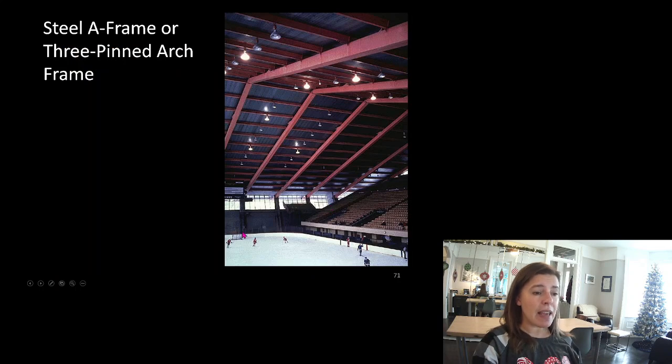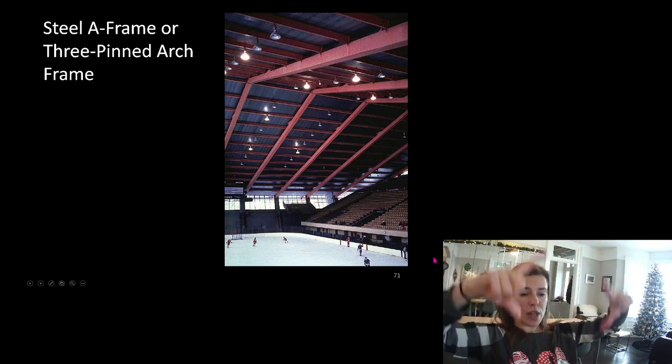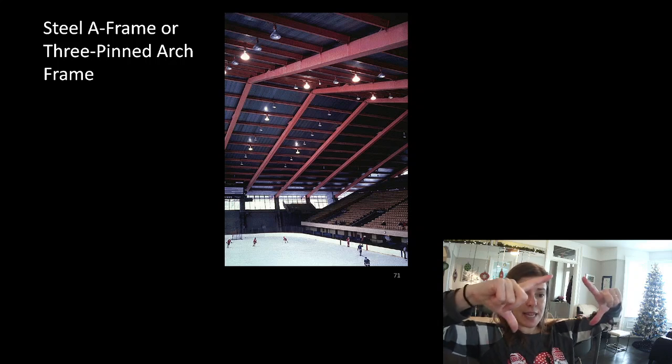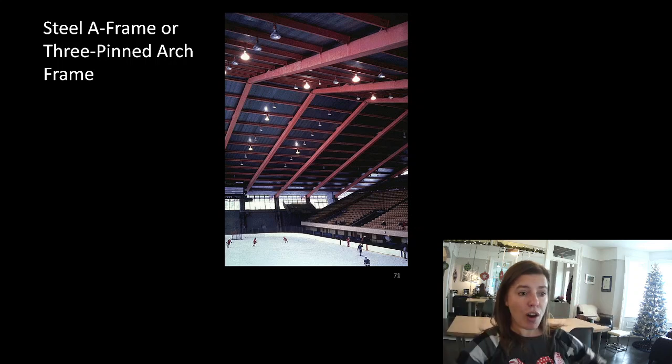And here is an A-frame. There's a pin here, and a pin off of the page, and moment connections at those joints there. So we have two things like this, and they're propped up against each other. So they are stable.